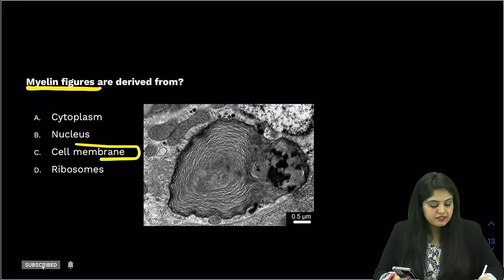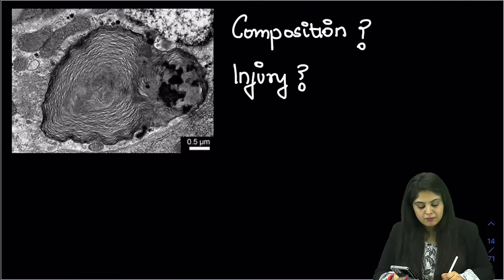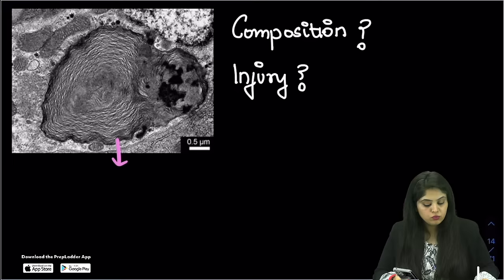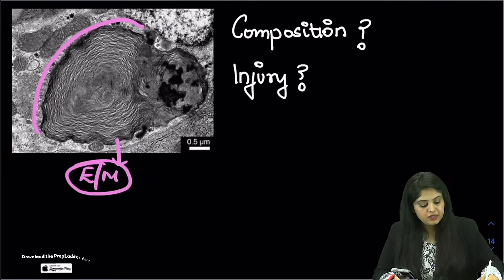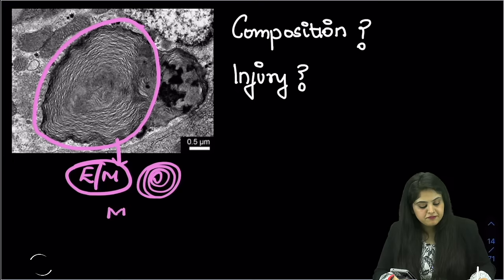So a quick 1 minute review. What will they ask me about myelin figures? Firstly, they will ask me this microscope. Everyone knows by now that the black and white microscope is going to be the electron microscope. And I will see something like this round that is going around. And that is a myelin figure. So what is it made up of? These two questions you need to tell me.